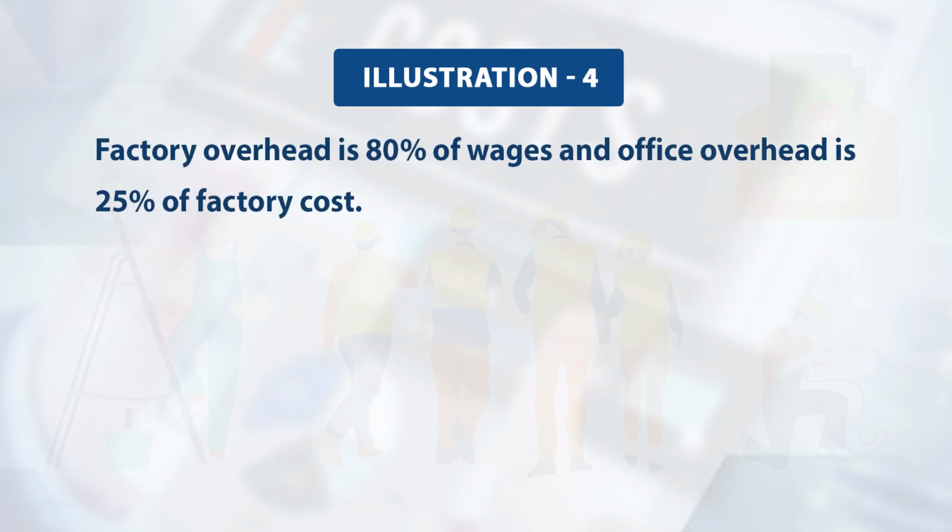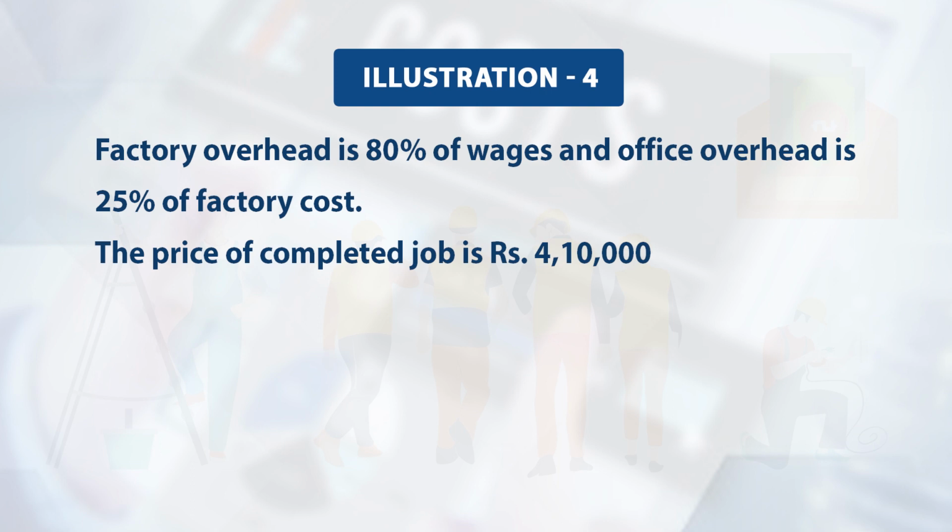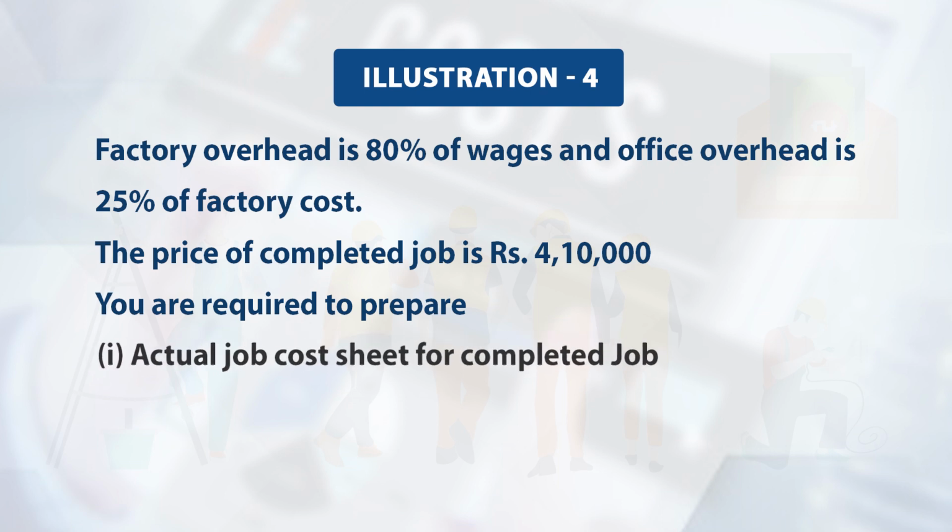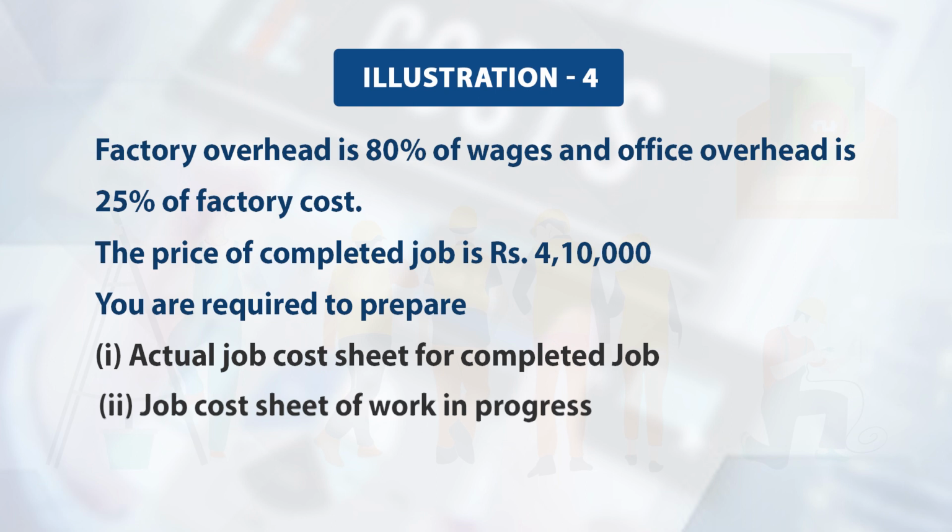Factory overhead is 80% of wages and office overhead is 25% of factory cost. The price of completed job is rupees 4,10,000. You are required to prepare number 1, actual job cost sheet for completed job, and number 2, job cost sheet of work in progress. Let's solve this example.